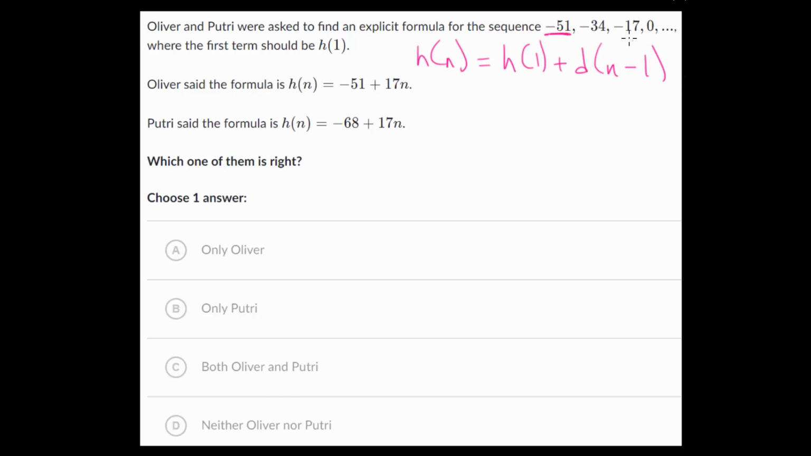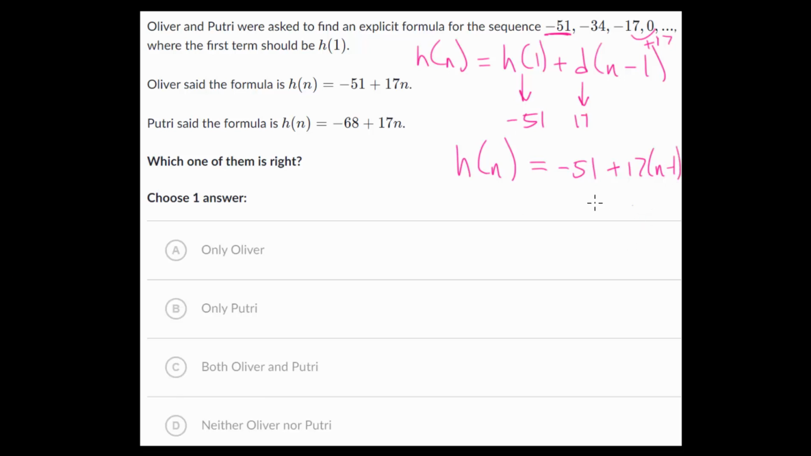But notice from one term to the next, we are adding 17. So our common difference, that's 17. And our first term, that's minus 51. So if we generate our own formula for the sequence, we can write this as the first term minus 51 plus this common difference 17 times n minus 1.